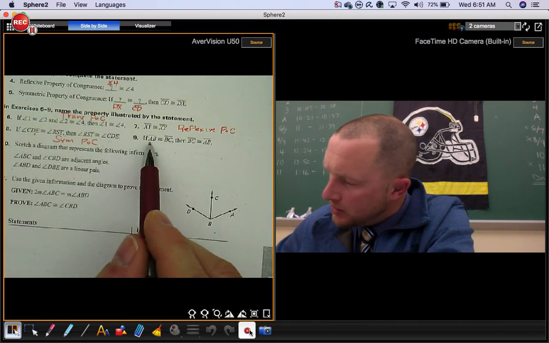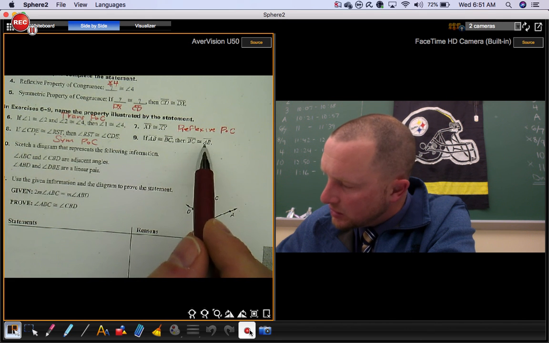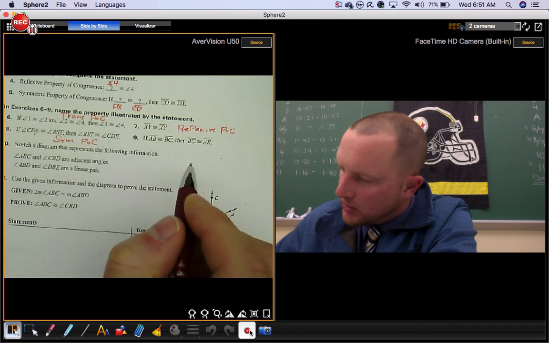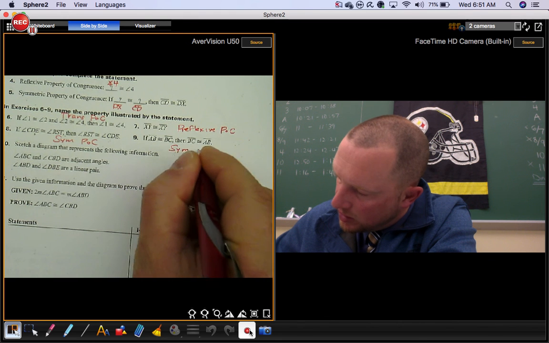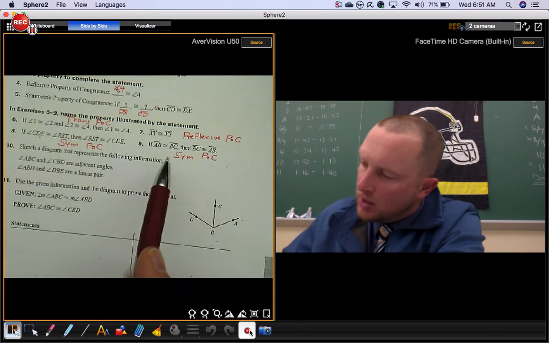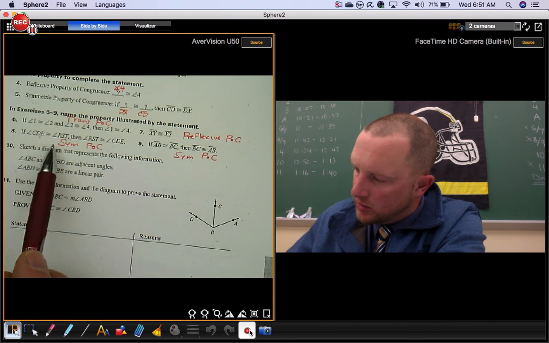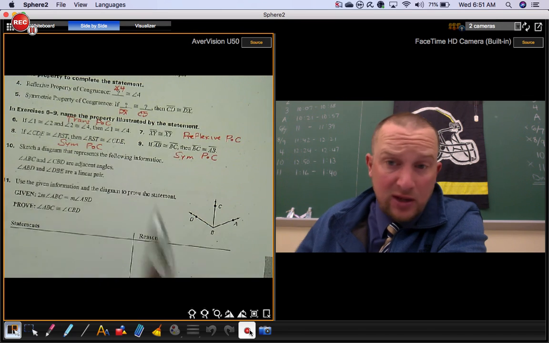Number 9, if segment AB is congruent to segment BC, then we know that segment BC is congruent to segment AB. Again, you have two segments that are congruent. They're congruent either way. That's also your symmetric property of congruence. Notice how this one is using segments and this one is using angles. The symmetric property works for segments and for angles.